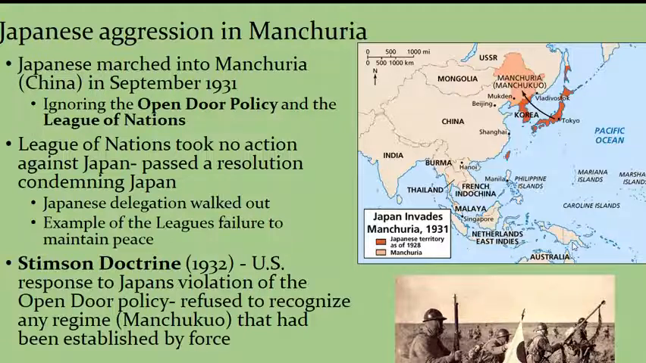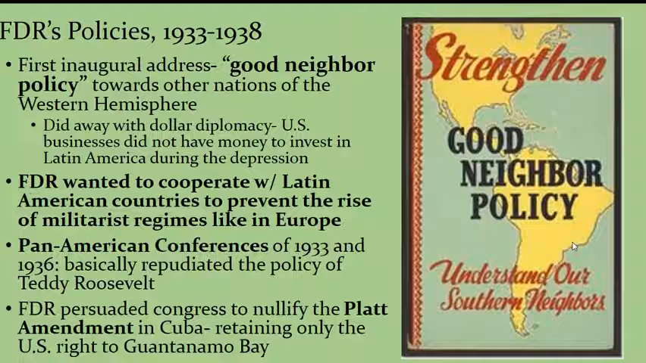The League fails to maintain the peace. The Japanese walk out on the League of Nations. The United States refuses to recognize the Japanese regime. But still, it's kind of like a little slap on the hand, not anything that really prevents the Japanese from pursuing that form of aggression.